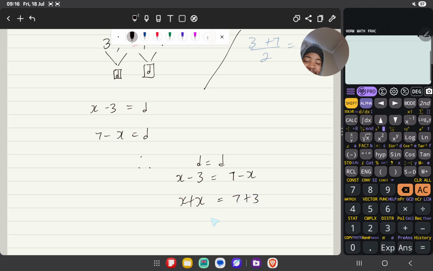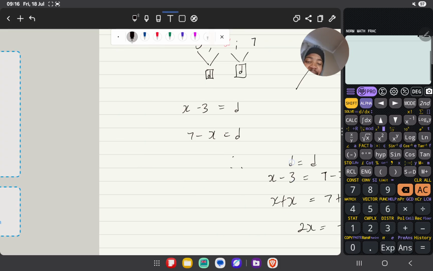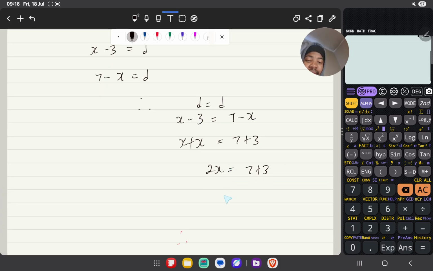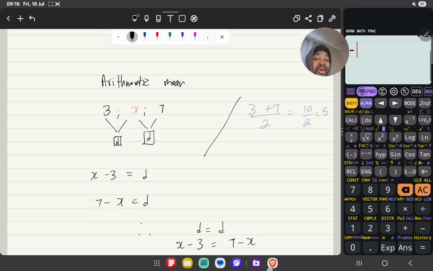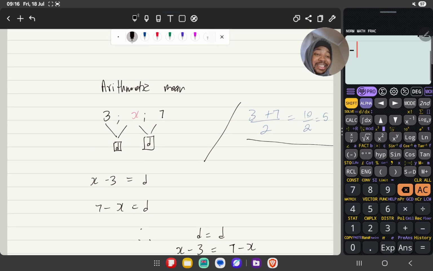So you'll have 2x equals 7 plus 3, and therefore x equals 7 plus 3 divided by 2. Do you see, guys? So this is how we find our arithmetic mean, and this is the way I suggested we do it in the first place. You understand? So should you have any arithmetic pattern, this is just how it works.